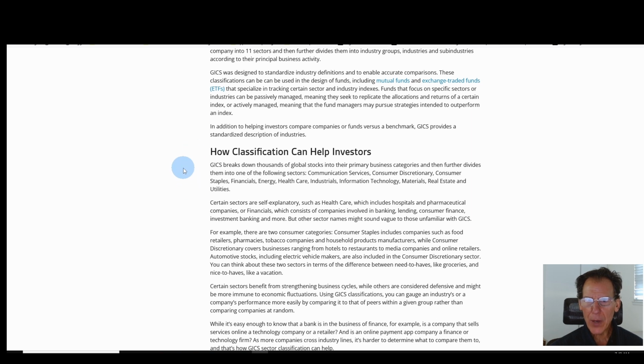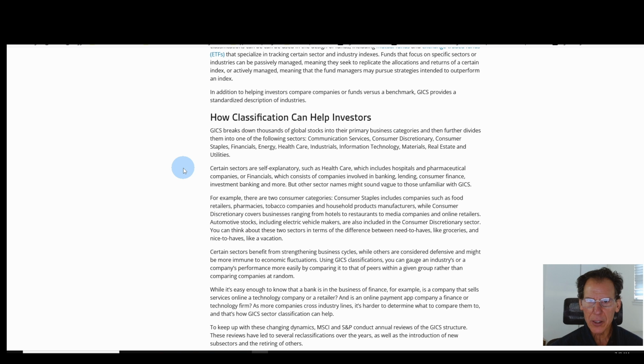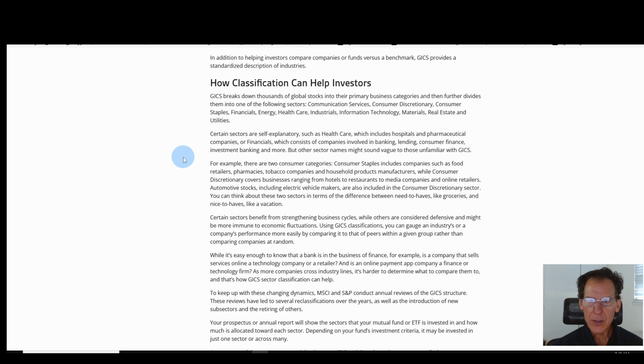In addition to helping investors compare companies or funds versus a benchmark, GICS provides a standardized description of industries. How classifications can help investors: GICS breaks down thousands of global stocks into their primary business categories. There's over 40,000 publicly traded stocks around the world. There's about 13,000 in the US. Okay, I can't remember the number. It may be a little bit higher. I'd have to break open my reporting.